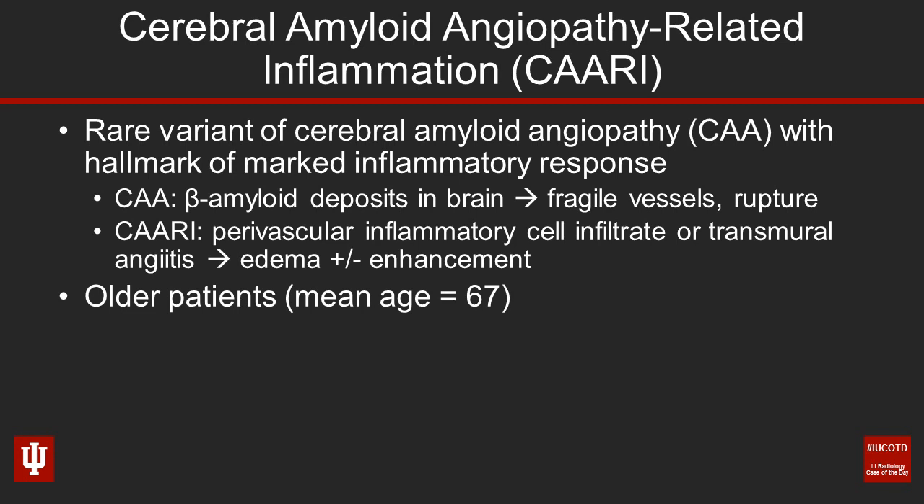Just like in regular cerebral amyloid angiopathy, this is a disease of older patients, okay? The mean age of diagnosis is around 67.